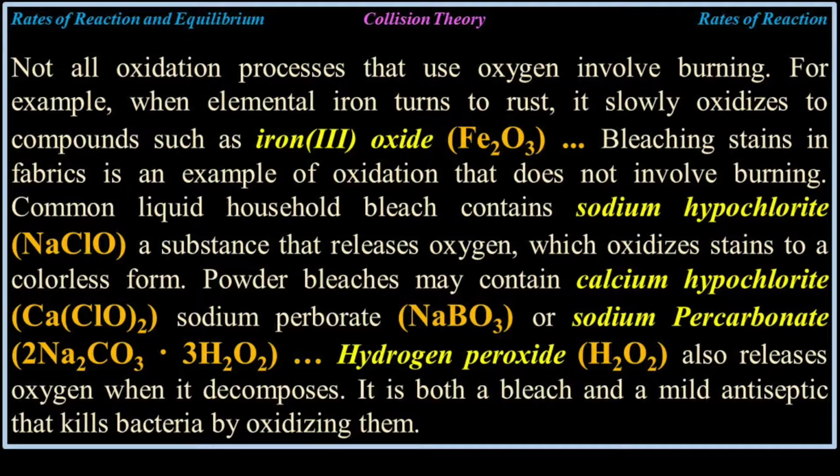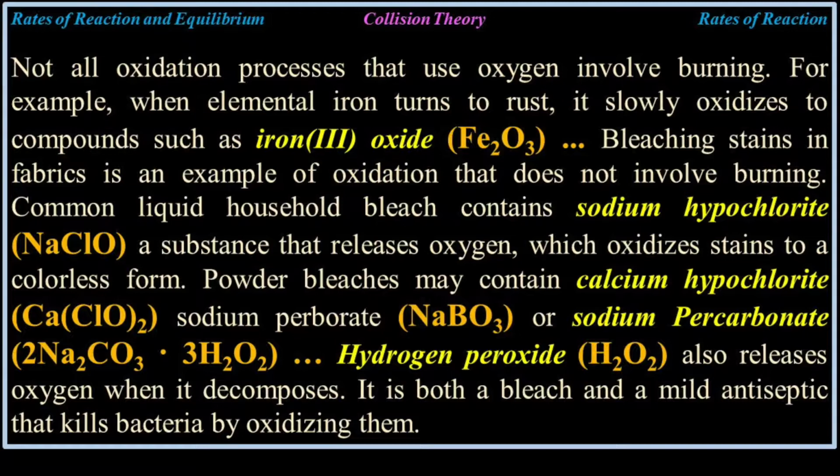Not all oxidation processes that use oxygen involve burning. For example, when elemental iron turns to rust, it slowly oxidizes to compounds such as iron(III) oxide. Bleaching stains in fabric is an example of oxidation that does not involve burning. Common liquid household bleach contains sodium hypochlorite, NaClO, a substance that releases oxygen, which oxidizes stains to a colorless form.